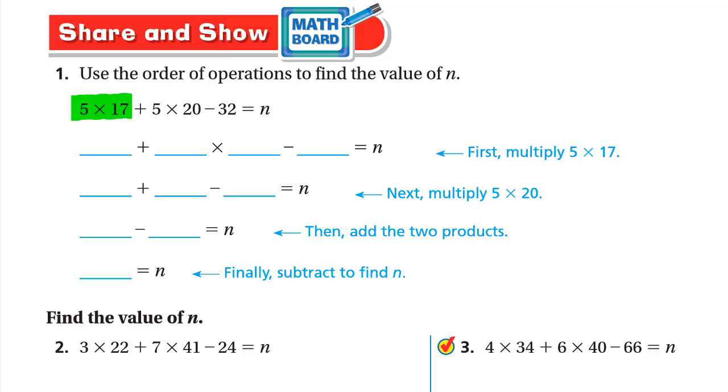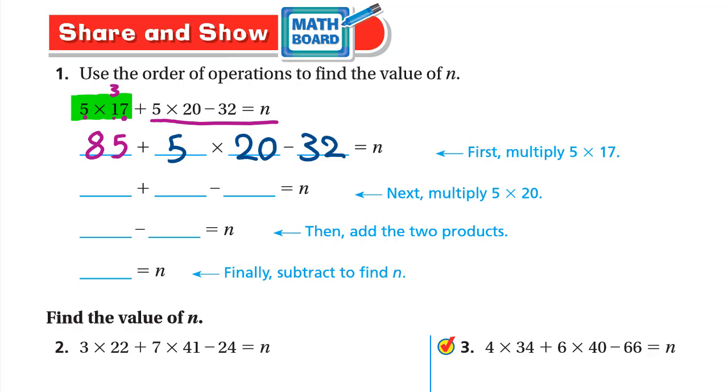We can do it like this. We don't have to write the 17 up and the 5 down. So multiply 5 times 7, which is 35. So I write 5 and carry 3. Now 5 times 1 is 5, plus 3, it's 8. So we multiplied 5 times 17, which is 85. Anything else, I should write in its order. So I should write 5 times 20 minus 32 equals n.